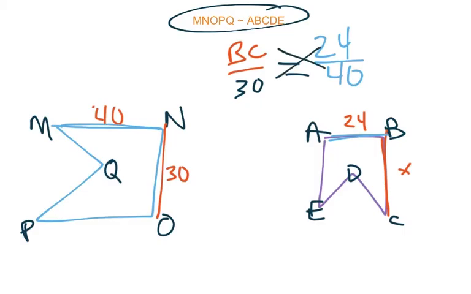So we'll get 30 times 24 equals 40 times X. And if you're comfortable with ratios and proportions from lesson 1, you'll get X is equal to 18.